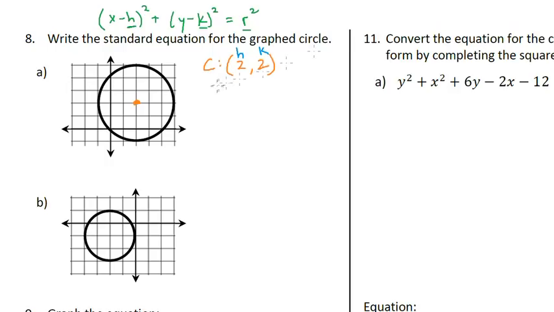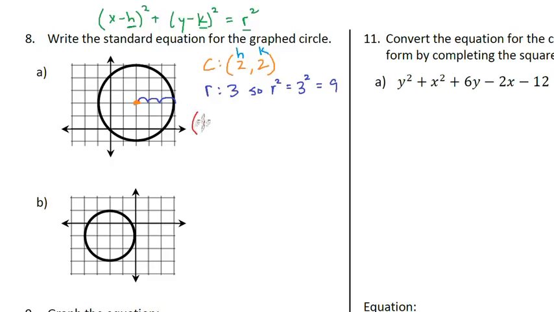And let's find our radius. Our radius is easy. Just either go left, right, up, or down and count squares. 1, 2, 3. So that means our radius is equal to 3. Well, if our radius is 3, we don't care about just the radius. We need to find r squared. So I'm going to put r squared equals 3 squared, which is equal to 9. So now I've got the two things I need to write my equation. I've got my center and I've got my radius.